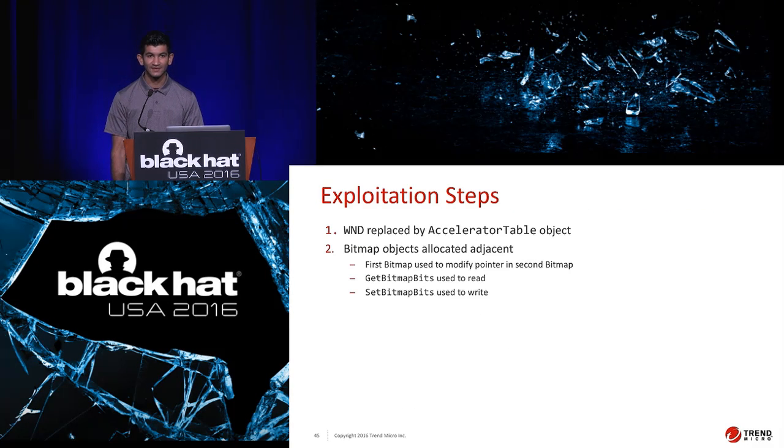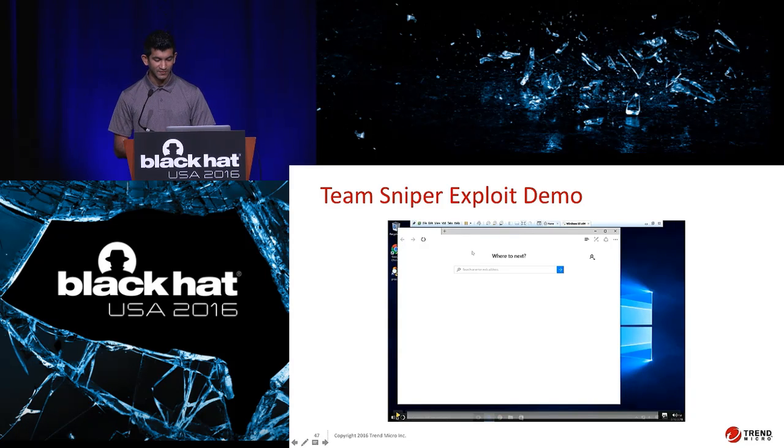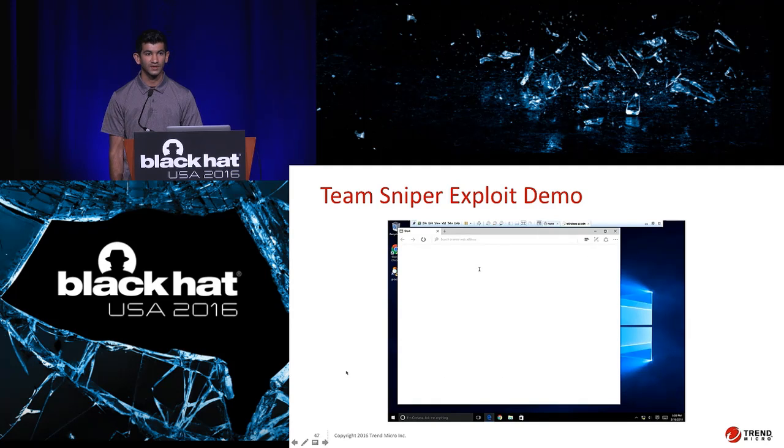Exploitation of this was the exact same as the Chrome chain, where they allocate accelerator tables on top of the now freed window object and then allocate bitmap objects adjacently. They use the first bitmap object to update pointers in the second so that they can just call GetBitmapBits and SetBitmapBits to achieve arbitrary reads and writes. And then like the previous chain, they just iterate through the process list and steal the token. This is Team Sniper's Flash chain. This starts off with a Flash stack overflow and then leads into kernel land with a kernel pointer information leak and then a kernel use after free.